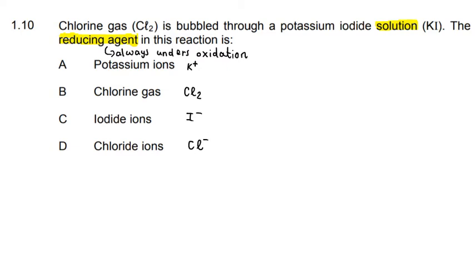Believe it or not, what can help here, instead of us trying to guess, is to use our table of standard reduction potentials, because we can also use that table to identify reducing and oxidizing agents. We're going to search that table to find these four members and see which one is the strongest reducing agent, because the strongest one is the one that will undergo oxidation. So let's go to our table.